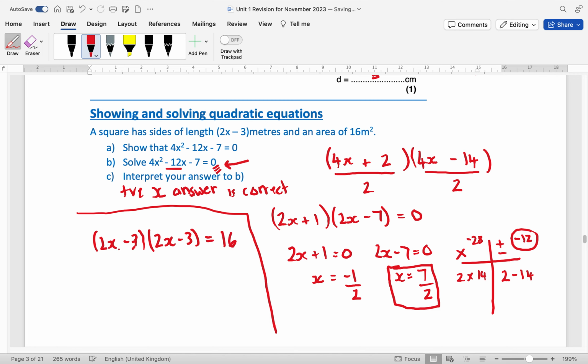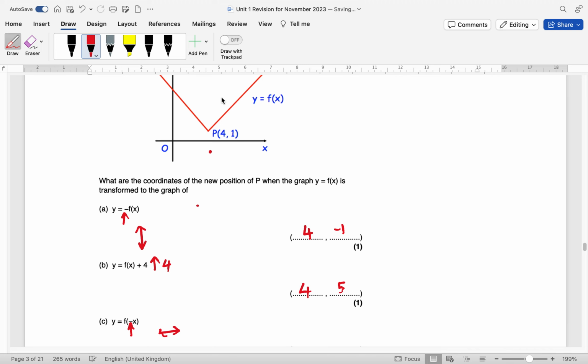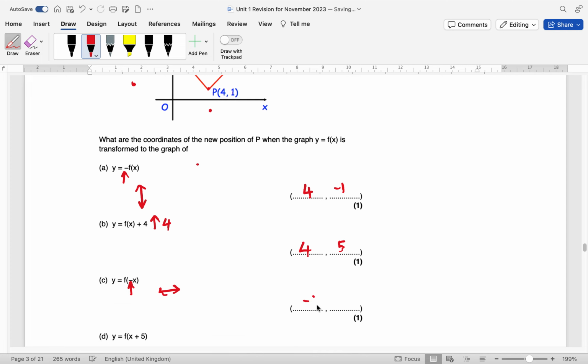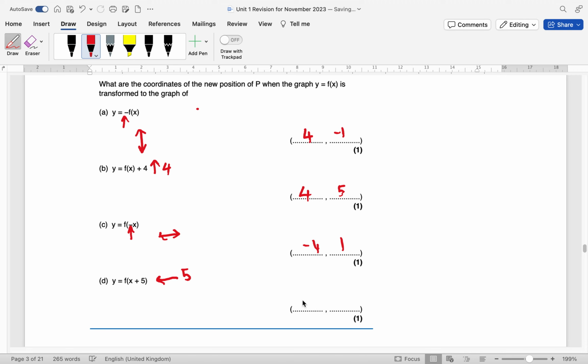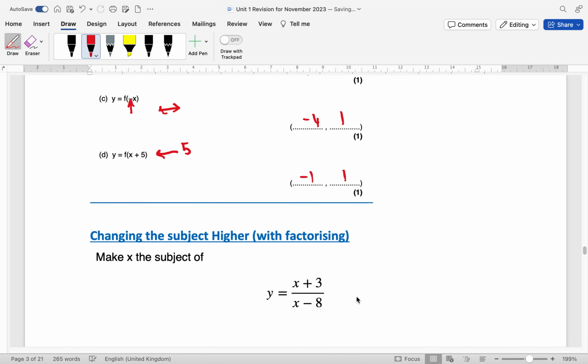Right, again, because I did this today, a minus outside is a reflect up and down. So that would go down to 4, minus 1. It would be down here, it would reflect downwards. Plus 4 is up 4, so it would still be 4 across, but it would go up to 5. A minus inside the bracket is a reflect left and right. So this would reflect over here and would be minus 4, 1. And plus 5 in the bracket is the weird one because it's left 5. And if I move it left 5, it goes down to minus 1, 1.